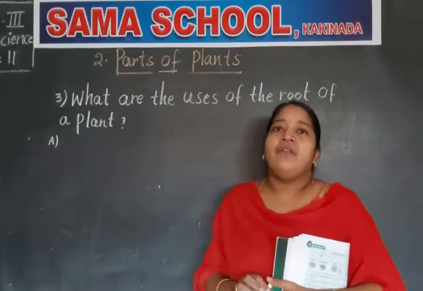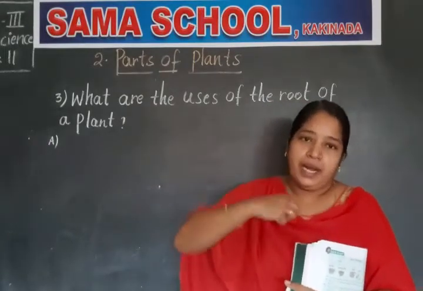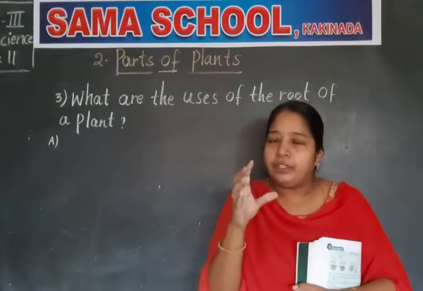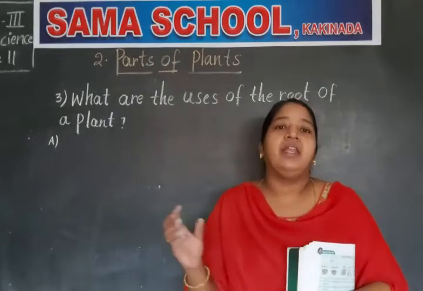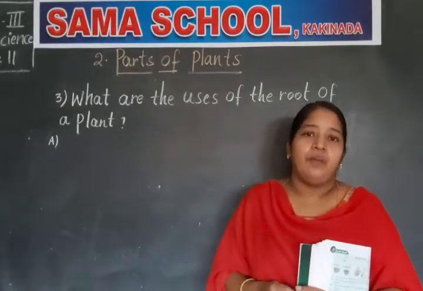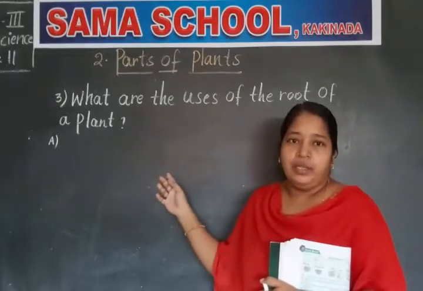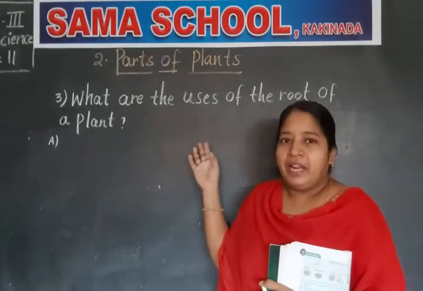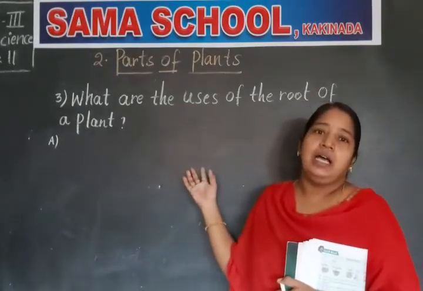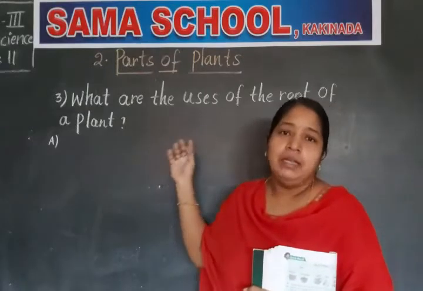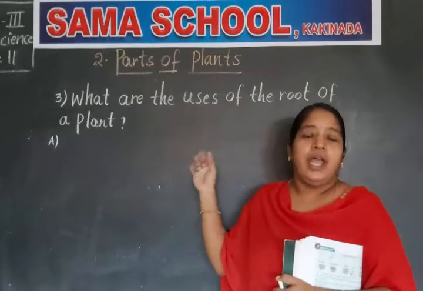And next one, we can eat the roots of some vegetables. Actually, the food is prepared in the leaves and some food it uses for its growth, and the remaining food is stored in different parts of a plant, and some food is stored in roots. Some prepared food is stored in roots, and we eat those roots as our root vegetables, like carrot, beetroot, radish and so on.